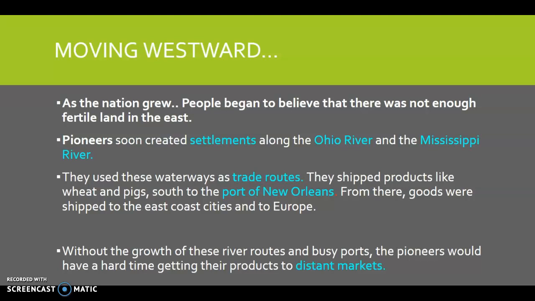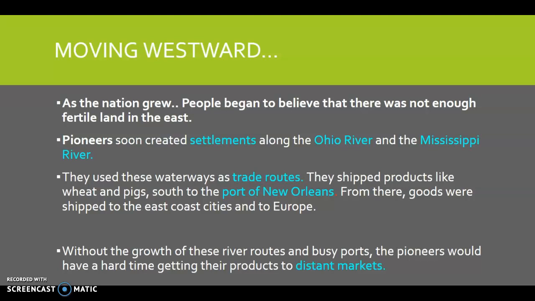So, moving westward. As the nation grew, people began to believe that there was not enough fertile land in the east. Pioneers soon created settlements along the Ohio River and the Mississippi River. They used these waterways as trade routes. They shipped products like wheat and pigs south to the port of New Orleans. From there, goods were shipped to the East Coast cities and to Europe. Without the growth of these river routes and busy ports, the pioneers would have a hard time getting their products to distant markets.